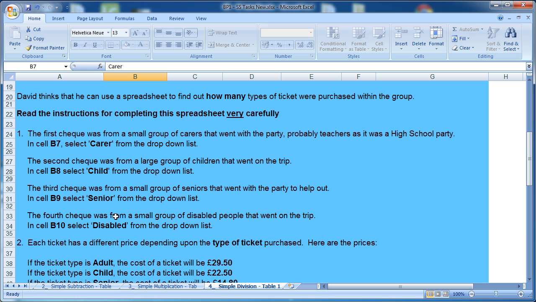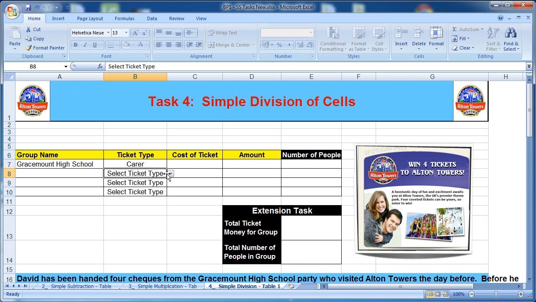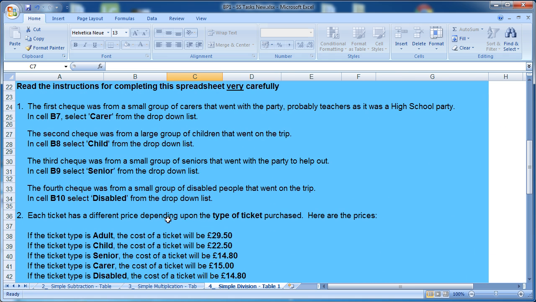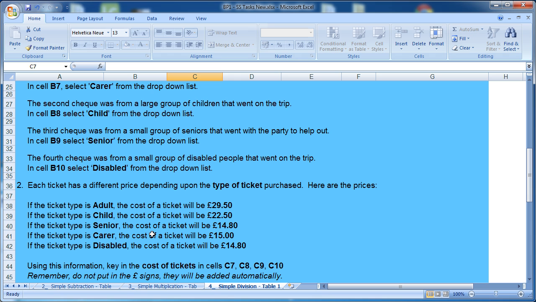Okay, and then what does it say about B8? In B8 we've got to select child. There we go, and so on, so you can finish that bit off. Then the cost of the ticket for a carer. Now, a carer is an adult, but an adult who's looking after children. So, for example, if teachers were going to supervise children at the theme park, they would be classed as carers.